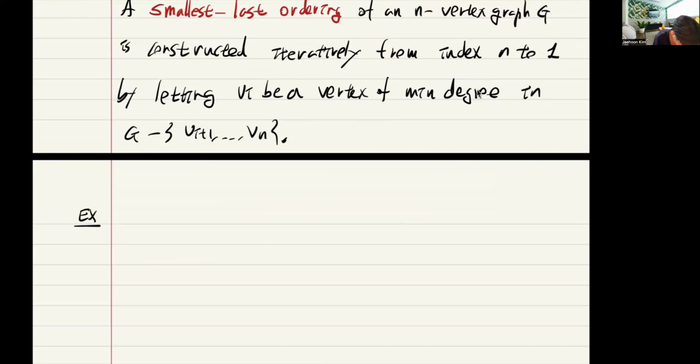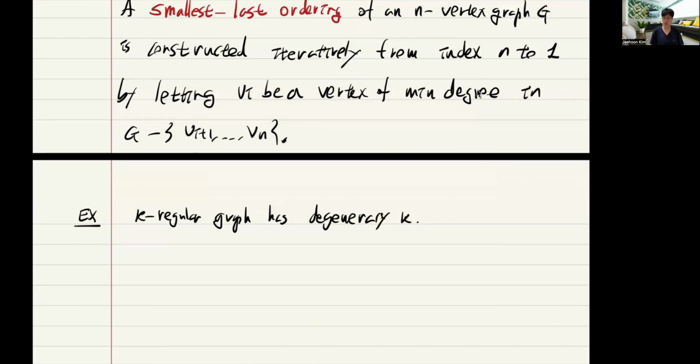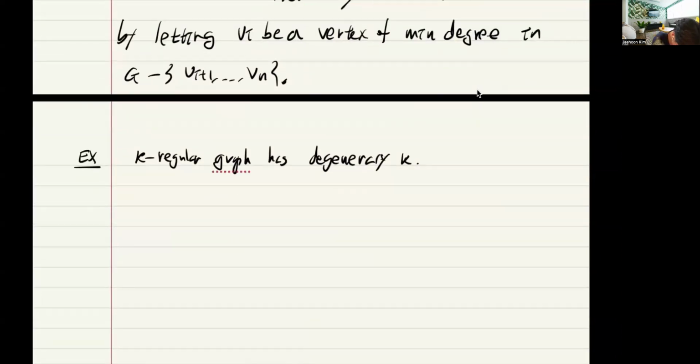For example, there are certain graphs whose degeneracy we know. If you have a k-regular graph, it has degeneracy k. Why? The graph itself is a subgraph of it, and its minimum degree is k, so its degeneracy is at least k. And every vertex has degree at most k, so the degeneracy is at most k. So the degeneracy is exactly k.